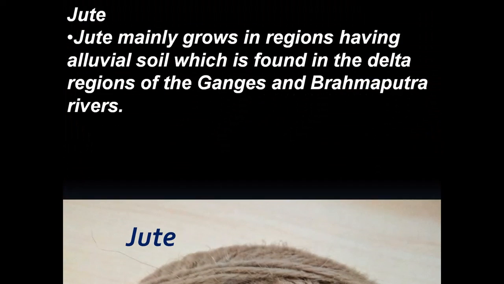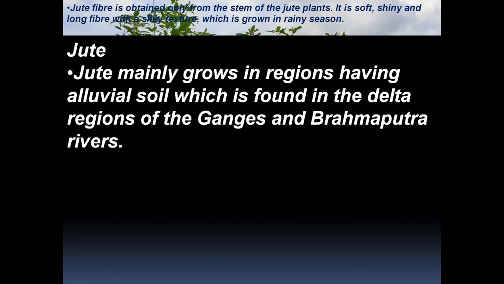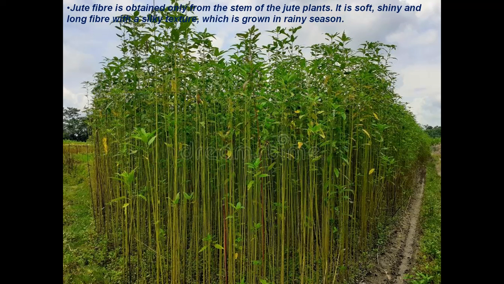Jute. Jute mainly grows in regions having alluvial soil, which is found in the delta regions of river Ganga and river Brahmaputra. Look at this given image. This is a jute plant. Jute fiber is obtained only from the stem of the jute plant.